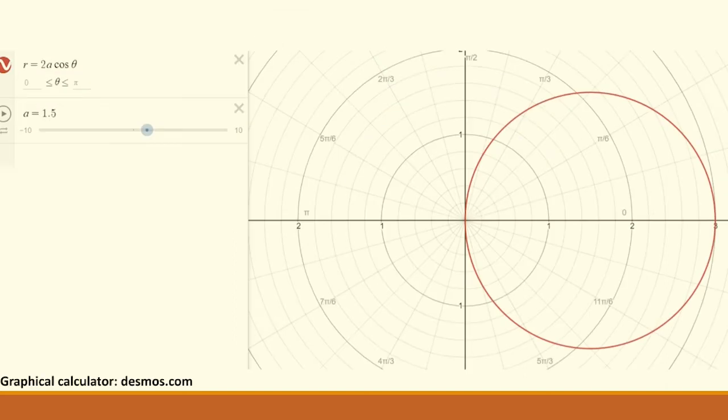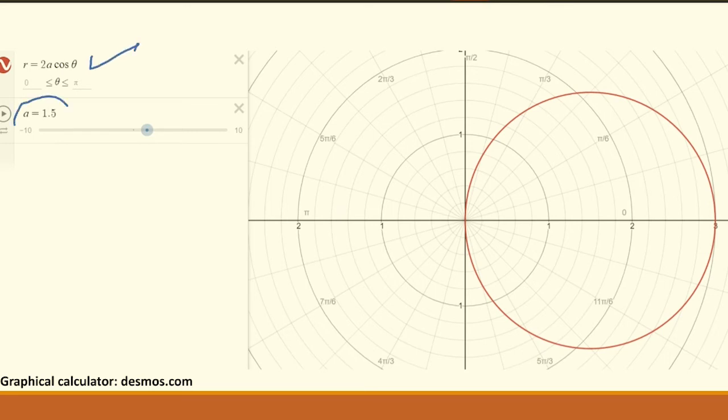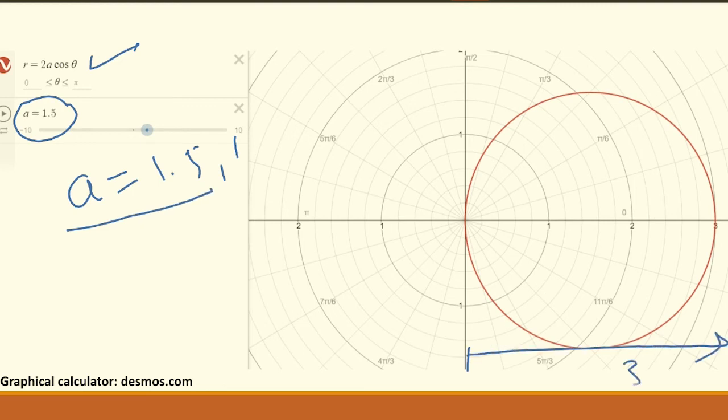So here it is. We have plotted the graph, but we have to take a equal to some value, like 1.5 or 1, because this is the limitation of the graphical calculator. It cannot put a, b or any arbitrary constant on the number line. So we have to take a number in place of the alphabetical constant. Now we can also verify that if the radius is 1.5, the diameter will be 3, and it is.